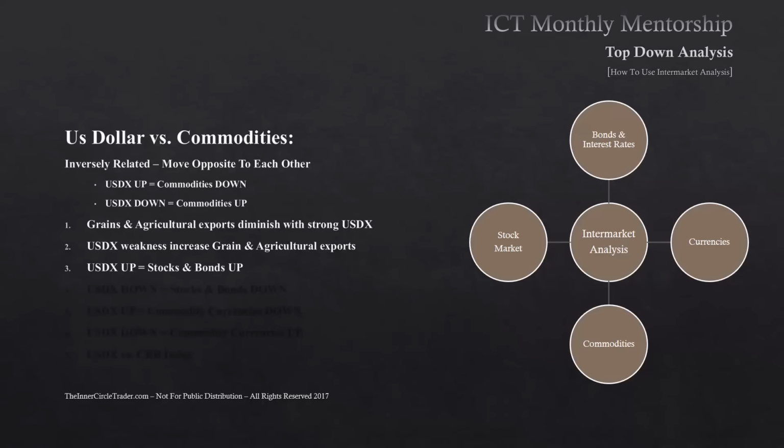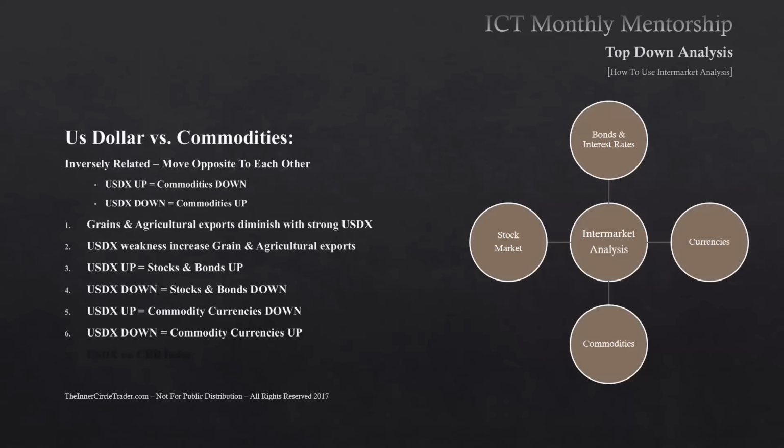US dollar index, if it's going higher or rallying, this is also seen with stocks and bonds moving up because it's supportive of the stock and bond market going higher. US dollar index, if it moves lower, this is seen with support with stocks and bonds both trending lower as well. US dollar index, if it's moving higher, this is going to be seen with commodity currencies moving lower. In dollar index, if it's moving down, it's going to see a commodity currency rally or movement higher.